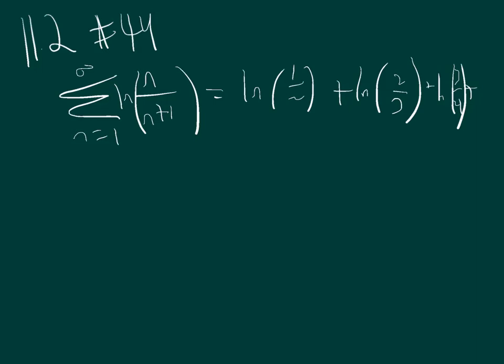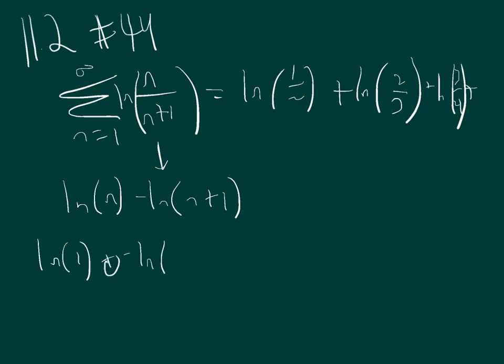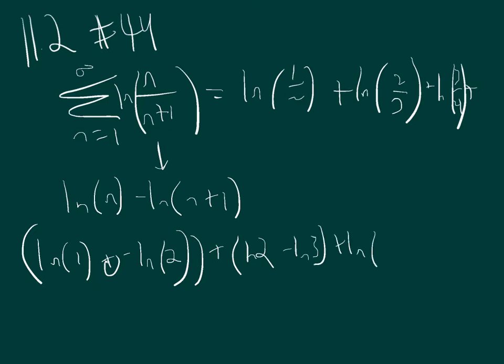Well, this one gets really interesting, and I can telescope this really easily. I don't need partial fractions, because what I can do, just using a property of logs, I can say that this is equal to the natural log of n minus the natural log of n plus 1. And if I start looking at a few terms, well, I plug in 1, I'll have the natural log of 1 minus the natural log of 2. I plug in 2, I'm going to have the natural log of 2 minus the natural log of 3, plus the natural log of 3 minus the natural log of 4.